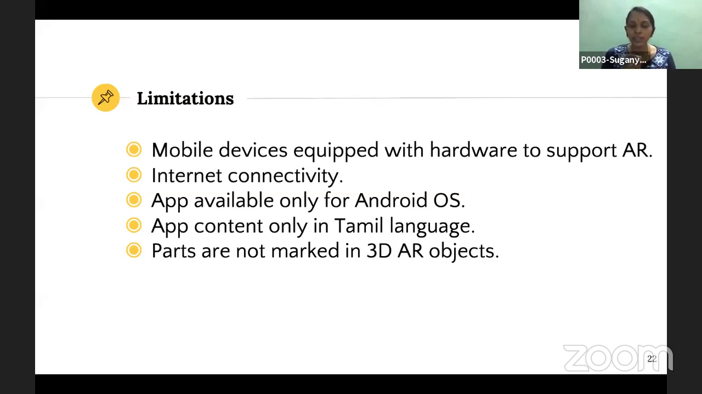The app is only available for Android OS and not for iOS, so iPhone users will not be able to use the app. All the instructions in the app are given in the state language, Tamil, so people who don't know how to read Tamil will face problems using it. The parts of objects were marked in the textbook images but not in the 3D AR objects in the app, which is another important limitation of the app.